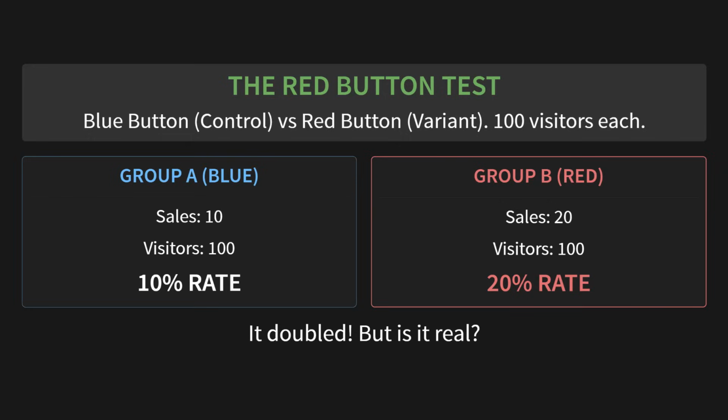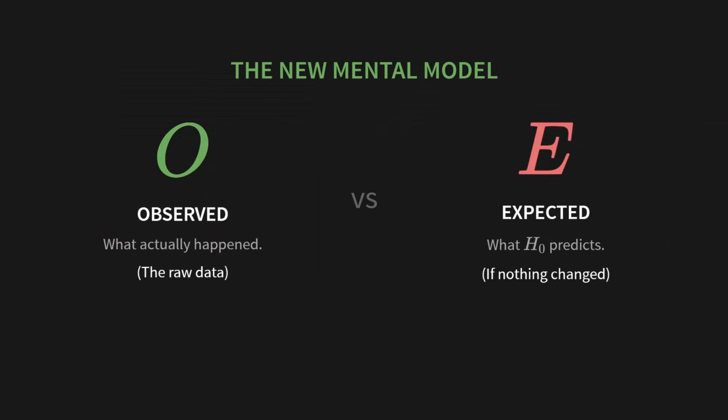Ship the red button. But hold on. With samples this small, how do we know this isn't just a lucky fluke? Is it real? To answer that, the chi-square test gives us a brilliant new mental model. Forget signal versus noise for a moment. Instead, think about observed versus expected.